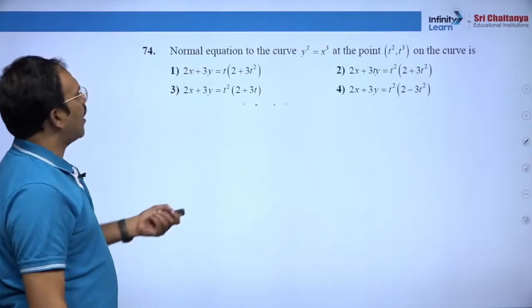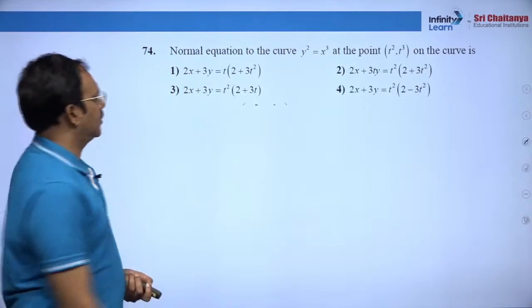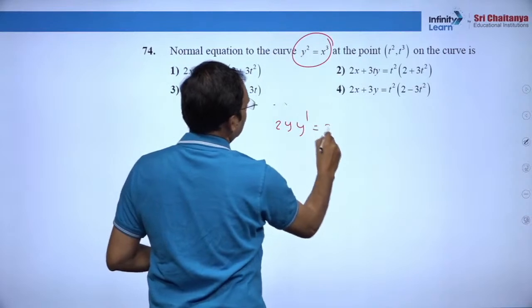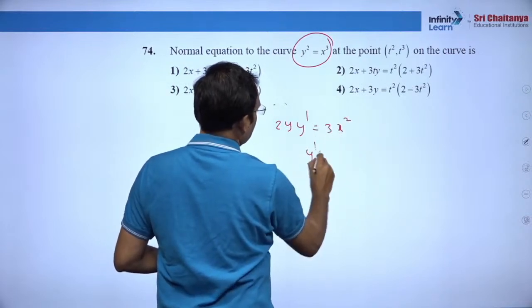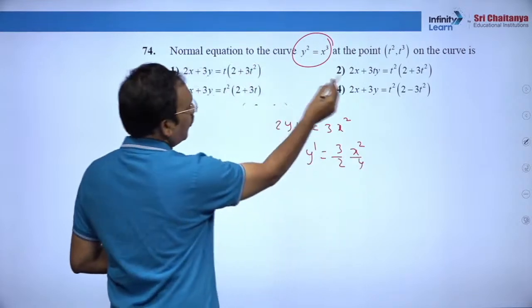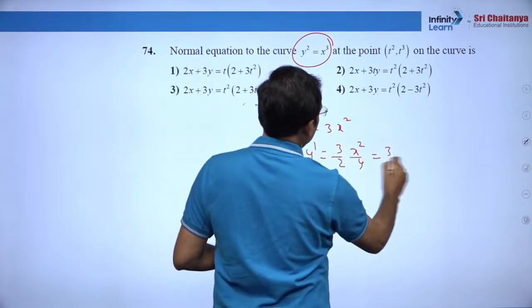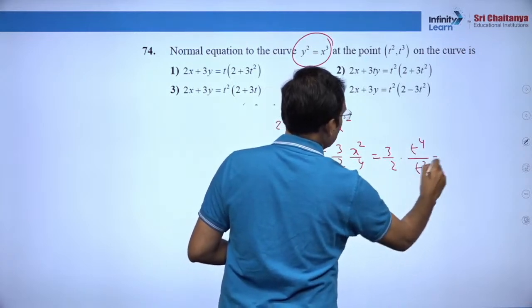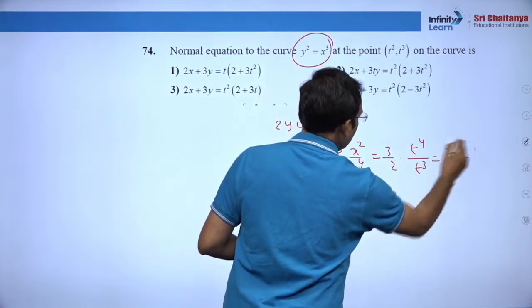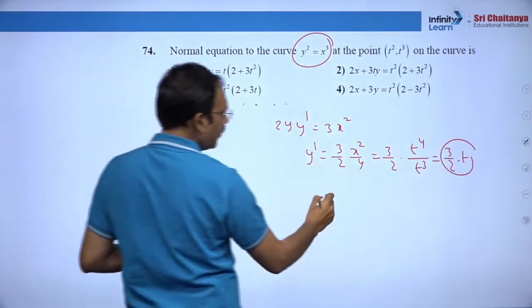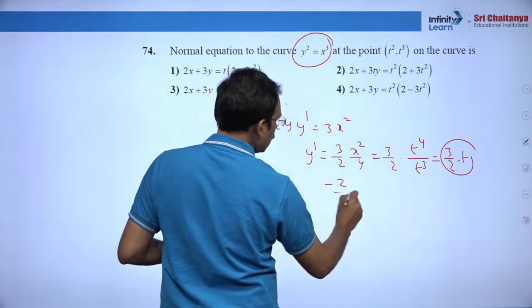Next, you see, normal equation is a normal question. Right? This is the curve given, 2y y' = 3x², y' = (3/2)(x²/y). At the point (t², t³), (3/2) t⁴ by y, with y being t³, gives (3/2)t. This is going to be the tangent slope. So the normal slope is going to be -2/(3t).